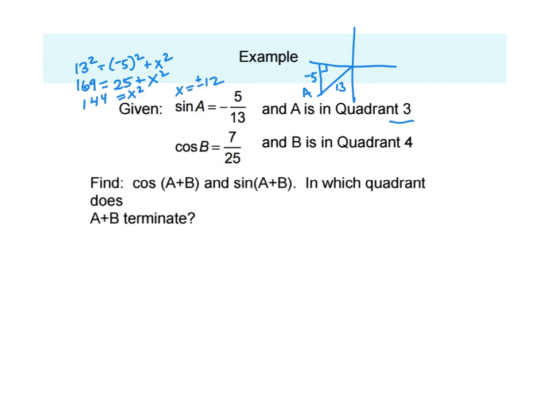Now, since it is in the third quadrant, I know that x has to be negative. The other way you could have recognized what x was is recognizing this as a Pythagorean triple. This is a 5, 12, 13 triangle.